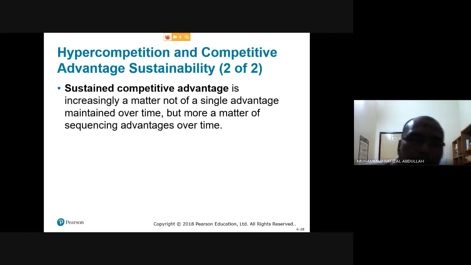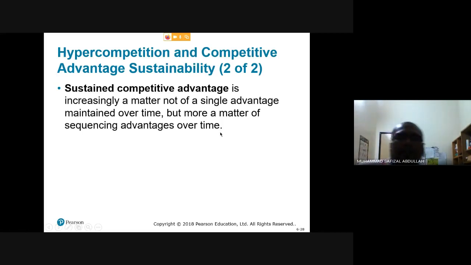And then, hyper competition and competitive advantage sustainability. How to sustain your competitive advantage in a hyper competition market? So here, sustained competitive advantage is increasingly a matter of not a single advantage maintained over time, but more a matter of sequencing advantage over time. It means what?